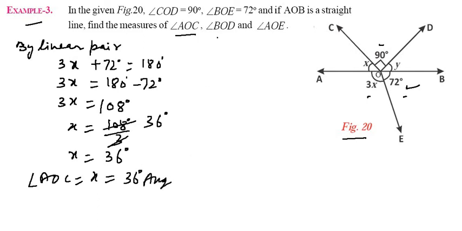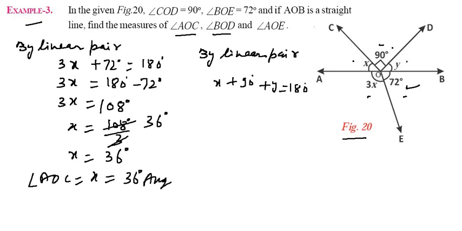Now find the angle BOD. How can we find the angle BOD? So we can see a linear pair. Once again, a linear pair, so the sum of these angles: x plus 90 degrees plus y is equal to 180 degrees. Put the value of x as 36. So you can write here 36 plus 90 plus y is equal to 180 degrees.